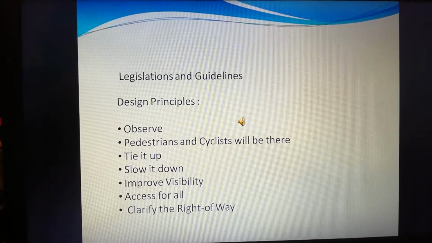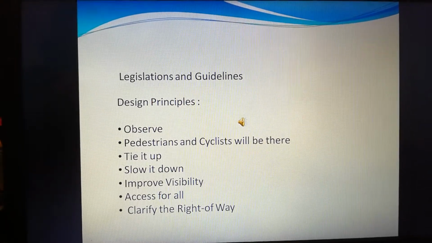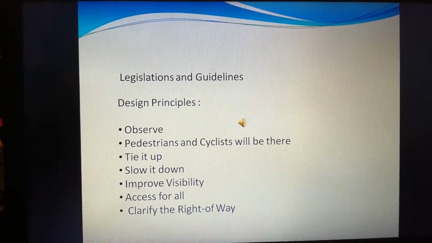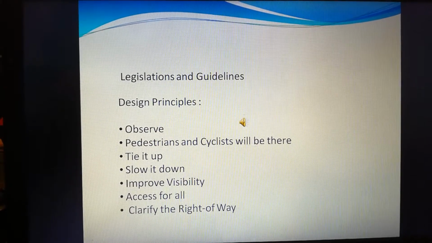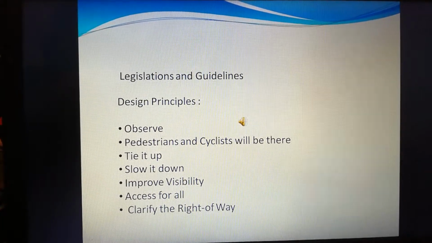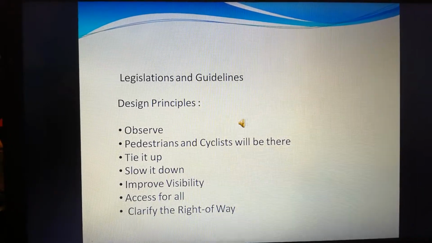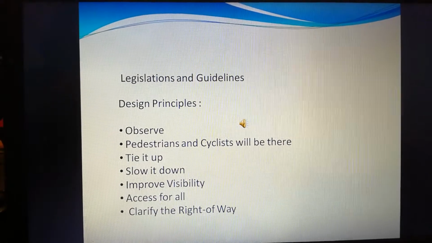Bring intersections to a 90-degree angle. This forces motorists to make slower turns at intersections. Slow it down. Where necessary, provide facilities that reduce the speed of vehicles at intersections while maintaining operational efficiency, since there is a relationship between vehicle speeds and pedestrian and cyclist collision severity.